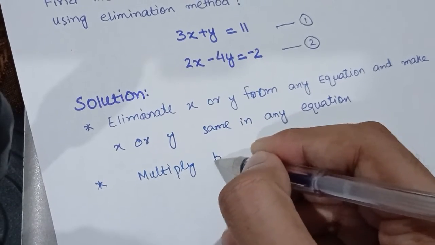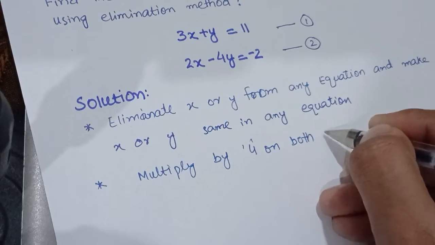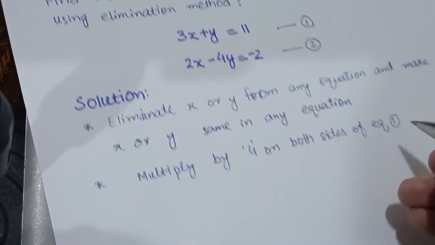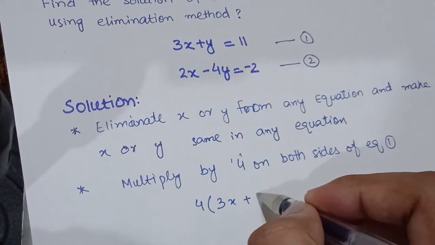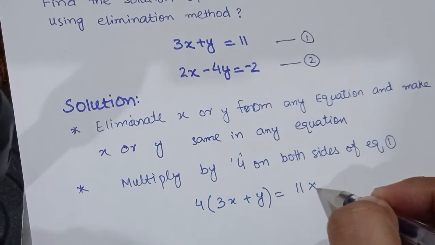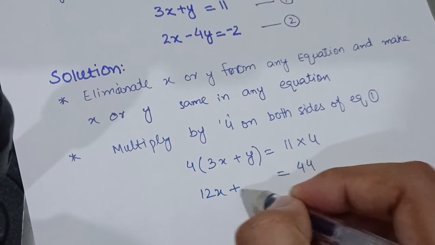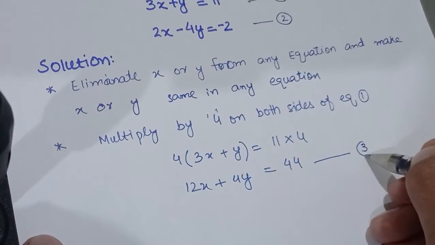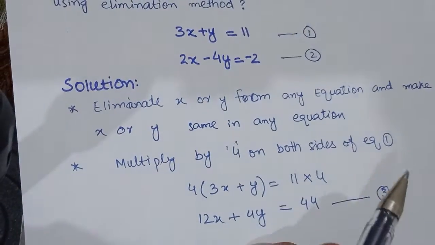Multiply by 4 on both sides of equation 1. If we multiply by 4, we will get 3x plus y is equal to 11, into 4, so 12x plus 4y is equal to 44. This is equation number 3. Now if we add equation number 2 and 3, we can see minus 4y and plus 4y will be cancelled.